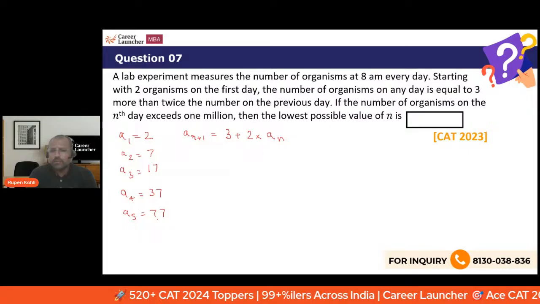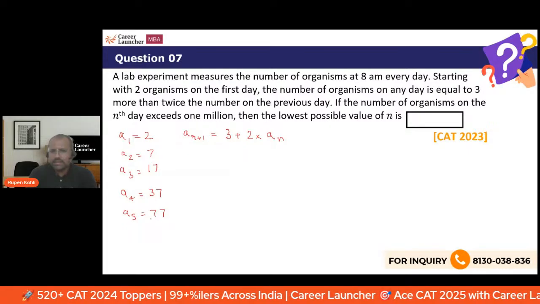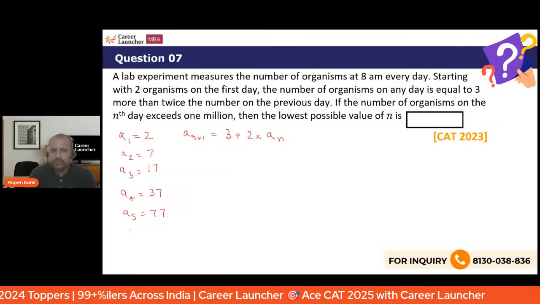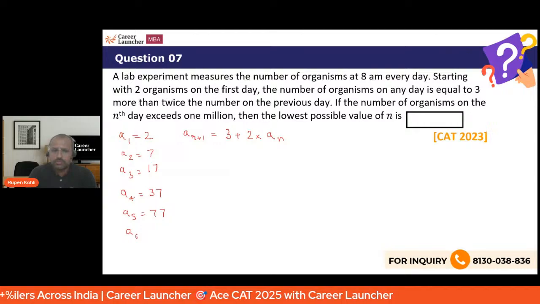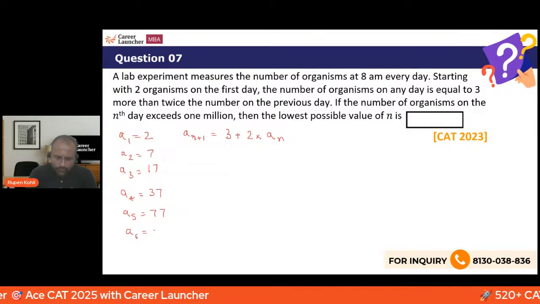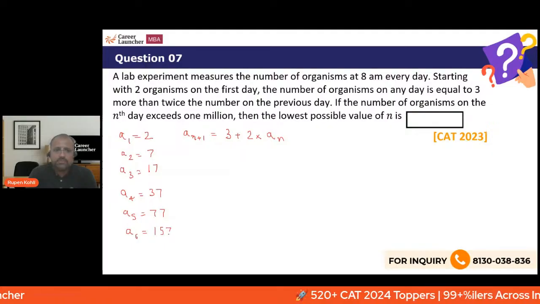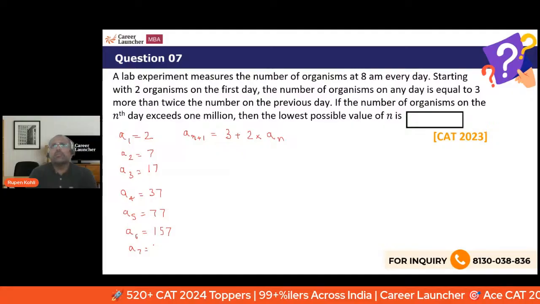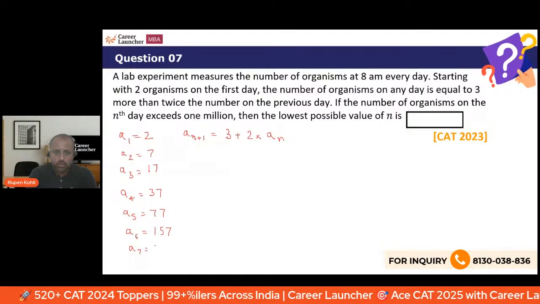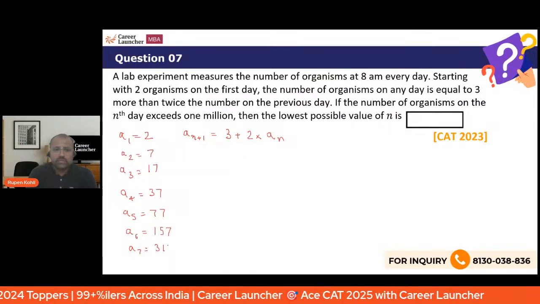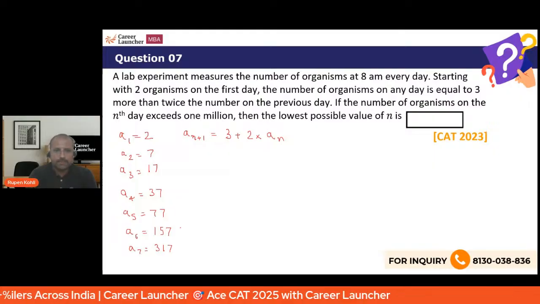The last digit is always 7. Some pattern is there to be understood. Let's write first few more terms. A6, 77 into 2 will be 154 plus 3, 157. One more term I'm writing, A7, 157 into 2 will be 314, so 317. Now, what is happening?